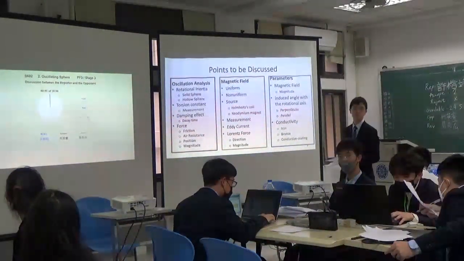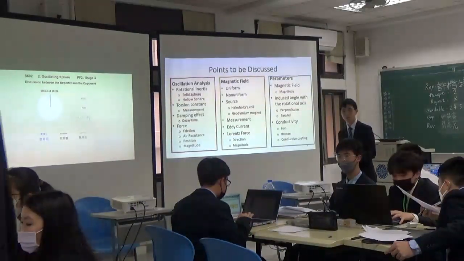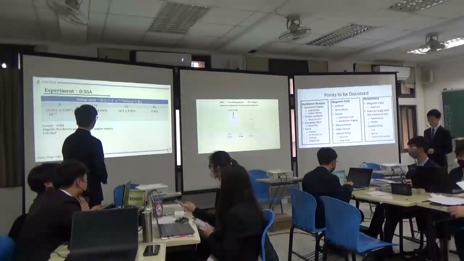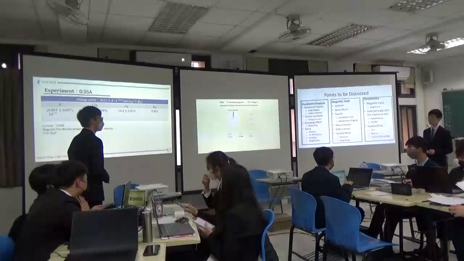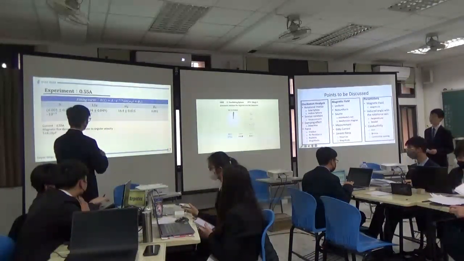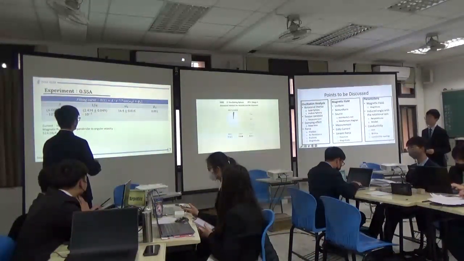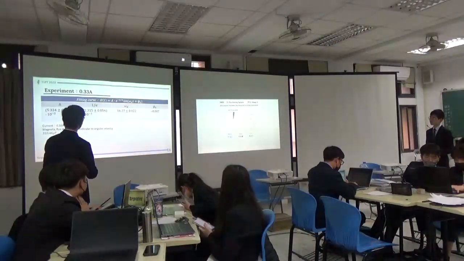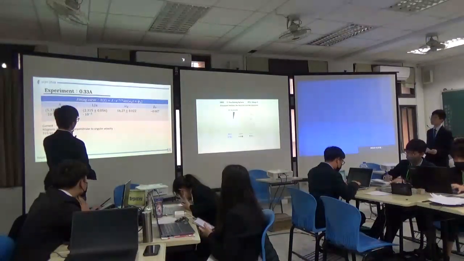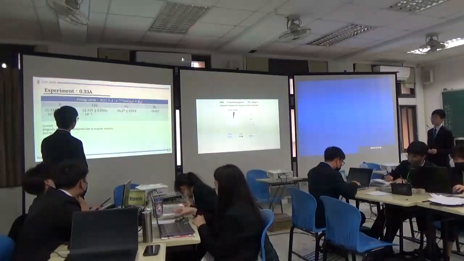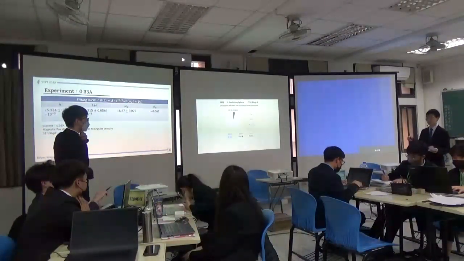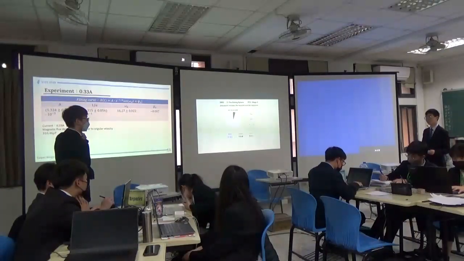Okay, so discussion. So how do you define the phenomenon that happens? For our observation, I'm sorry if I didn't clarify how my experiment was done, but overall, what I've done is just inputting different currents. So how do you define, I mean, how do you say that there is a damping effect inside the system?